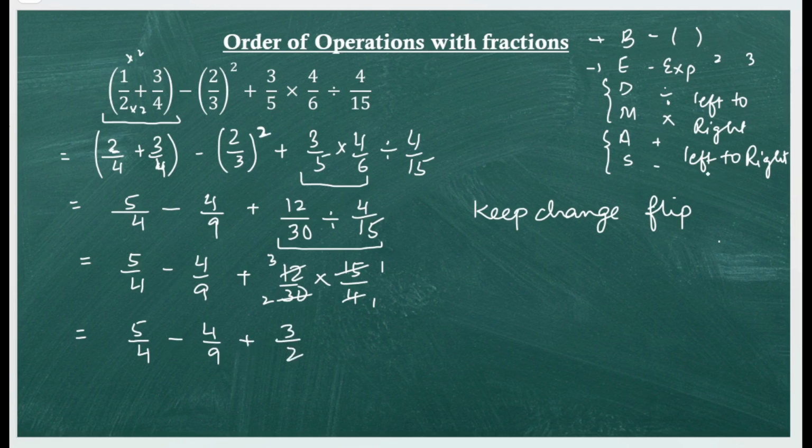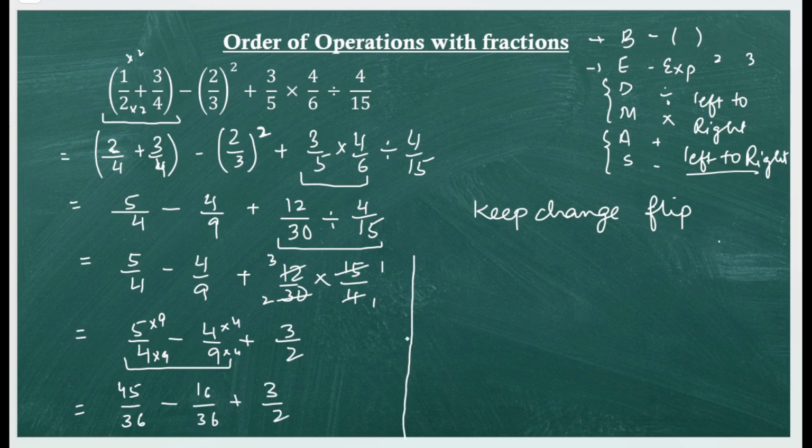Now I have subtraction and addition. They always follow the rule from left to right. So I will first subtract these fractions. Many students will do all these together. That's your choice. Okay. What is the common denominator of 4 and 9? It is 36. So I will make this as 36. So this will be 4 times 9, 36. And similarly, it will be 5 times 9, 45. Do the same with the numerator, whatever you are doing to the denominator. Minus 9 times 4 is 36, and 4 times 4 in the numerator. So 16 over 36 plus 3 over 2.